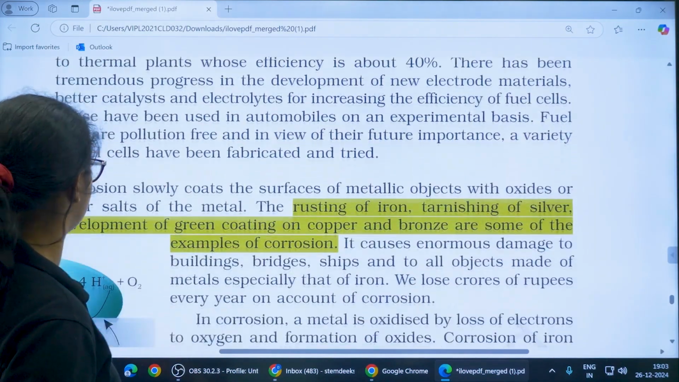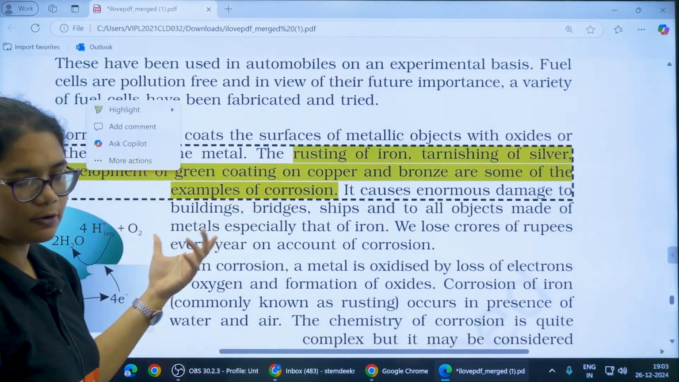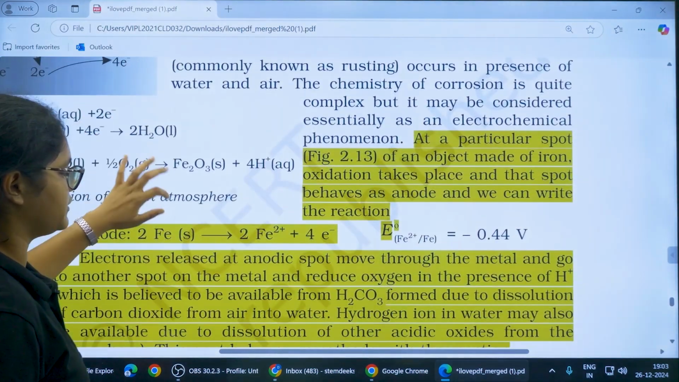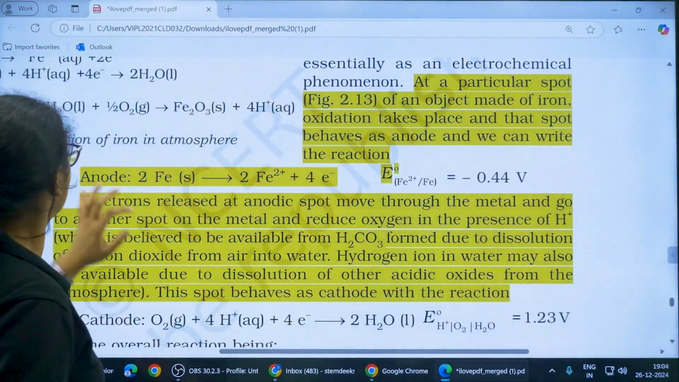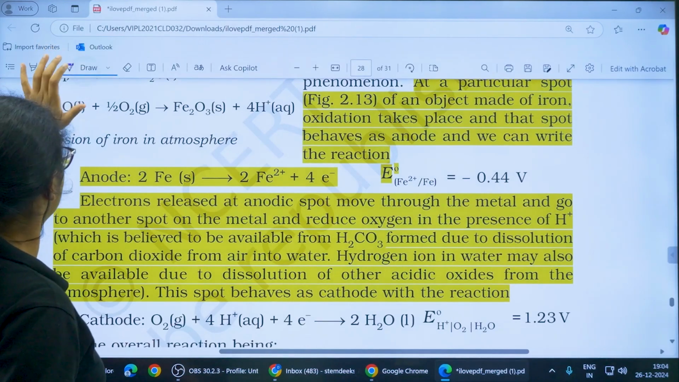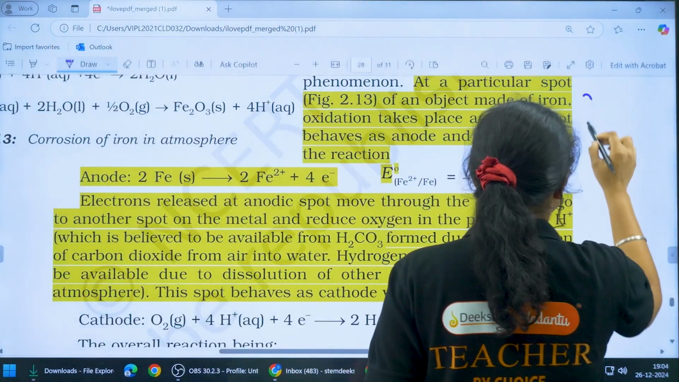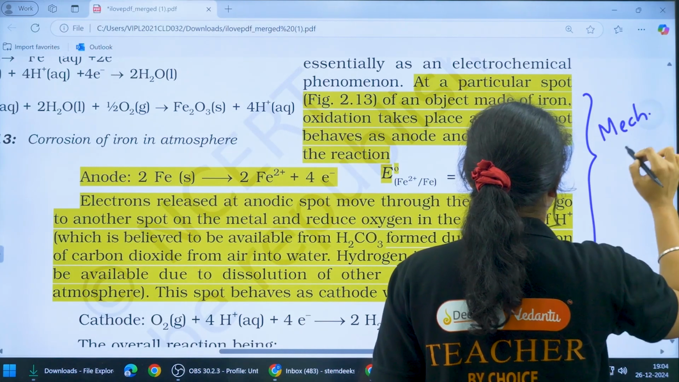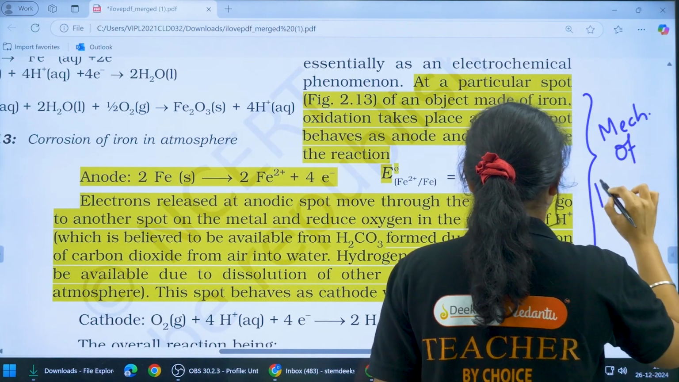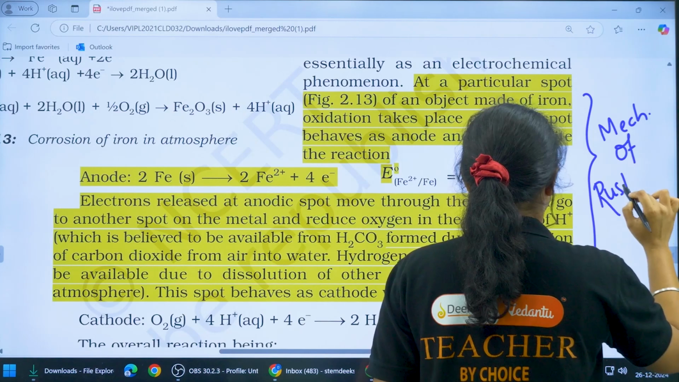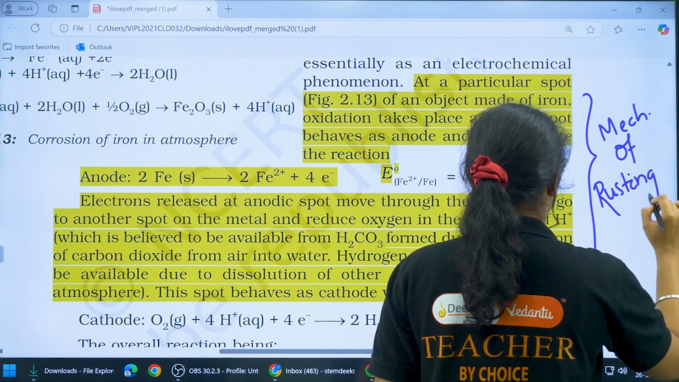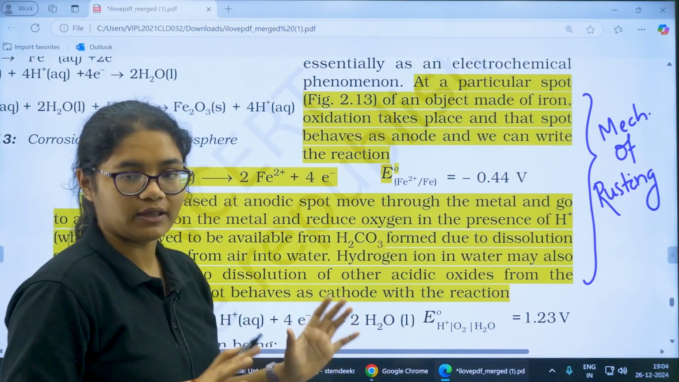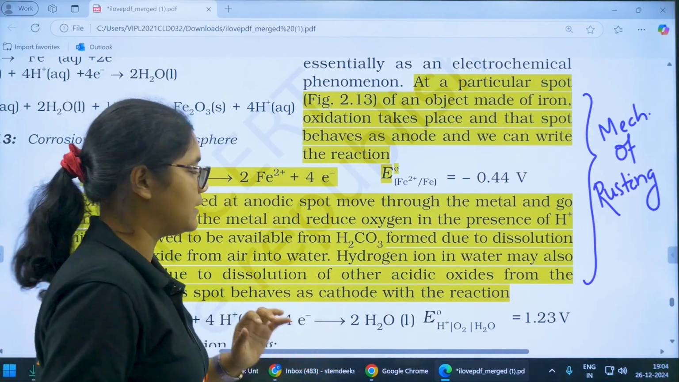Next we don't have anything here. Next is about rusting. The mechanism of rusting is very important. Again, a question can be asked from here. This whole paragraph is regarding the mechanism of rusting. You should be knowing the mechanism of rusting, and write down this answer again and again and prepare it.